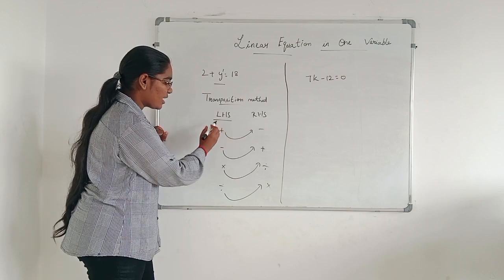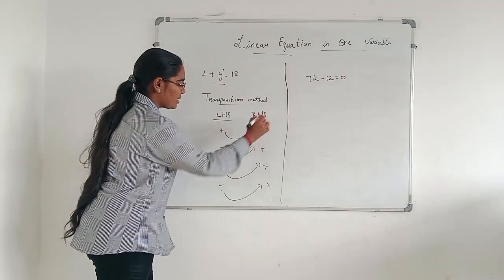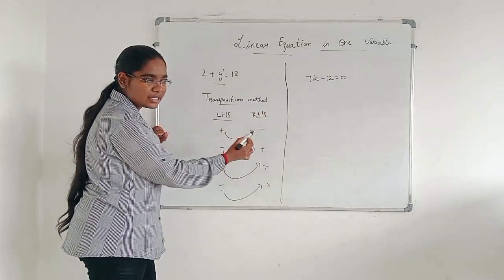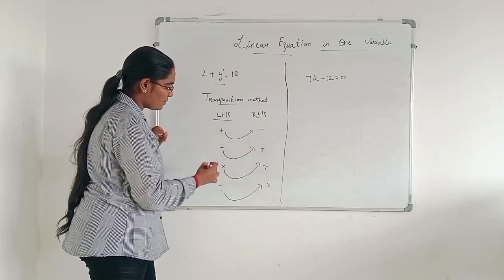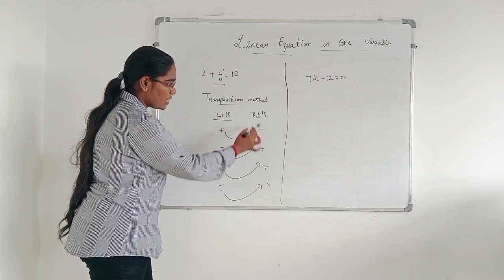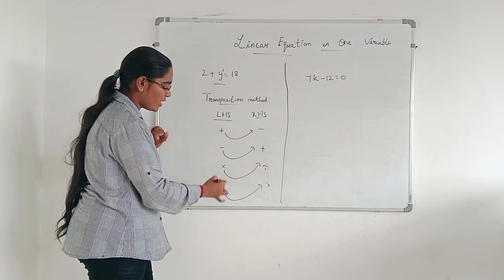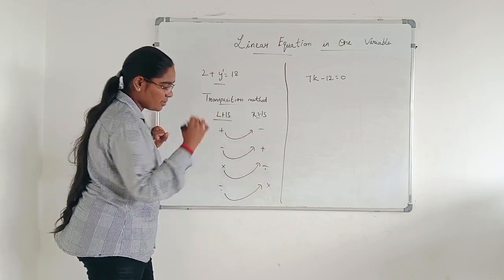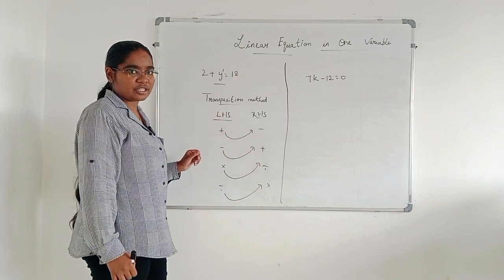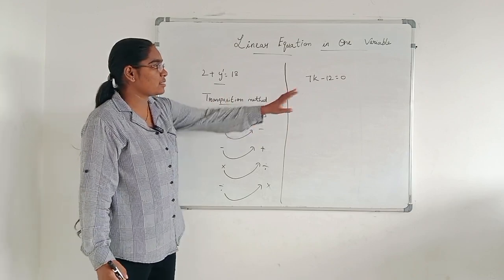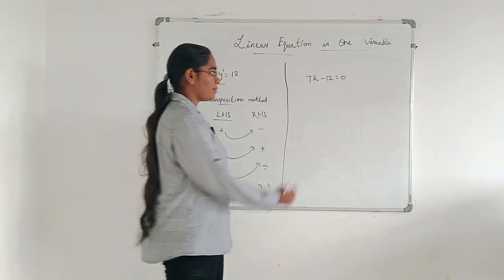So, plus on the left hand side means minus on the right hand side. Minus on the left hand side means plus on the right hand side. Multiplication on the left hand side means division on the right hand side, and division on the left hand side means multiplication on the right hand side. This is the concept of the transposition method. Now we can apply this method to this problem.